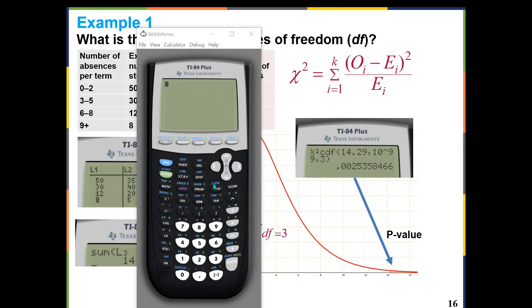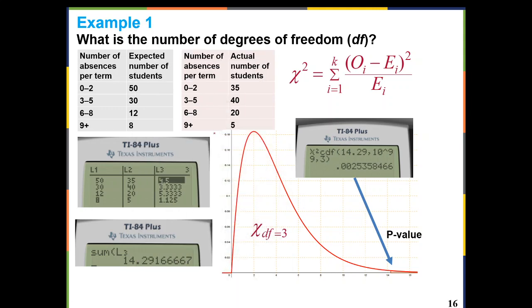So I go to second and list, go to math, and then pick sum, number 5, and put L3 in it. And I get 14.29. That means my test stat is 14.29, right? Okay, so that's my test stat here, 14.29.